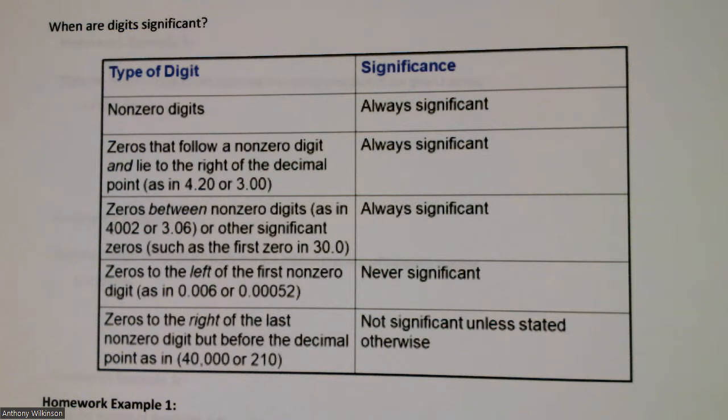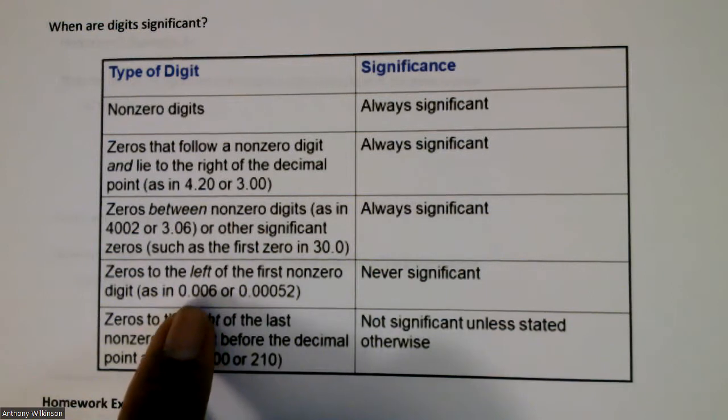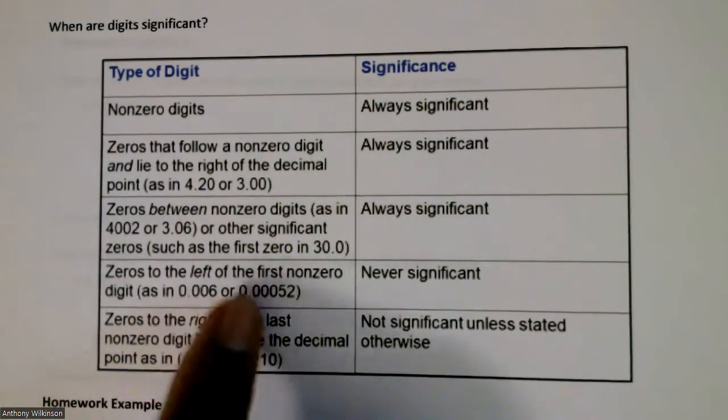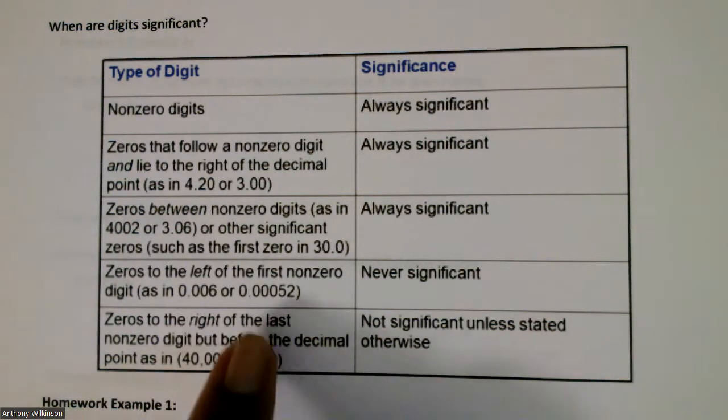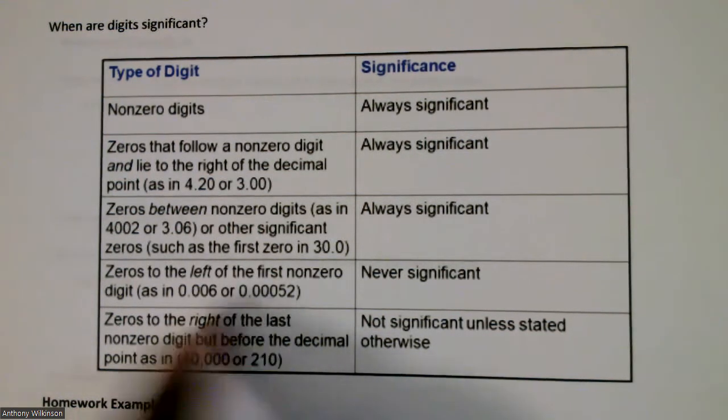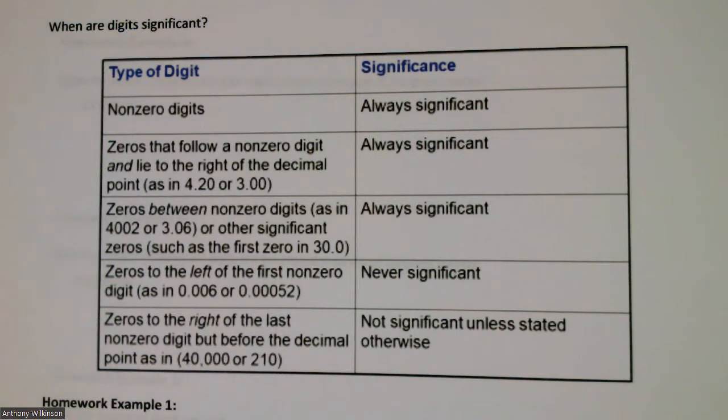That too is significant. What's never significant will be zeros to the left of the first non-zero digit. So like in the number 0.006, these zeros in front will never be significant. And in 0.00052, these zeros in front of the 5 are not going to be significant. So those zeros that are to the left of the first non-zero digit will never be significant.